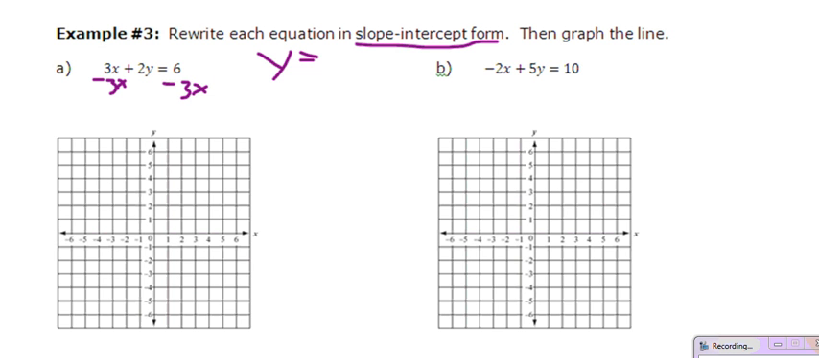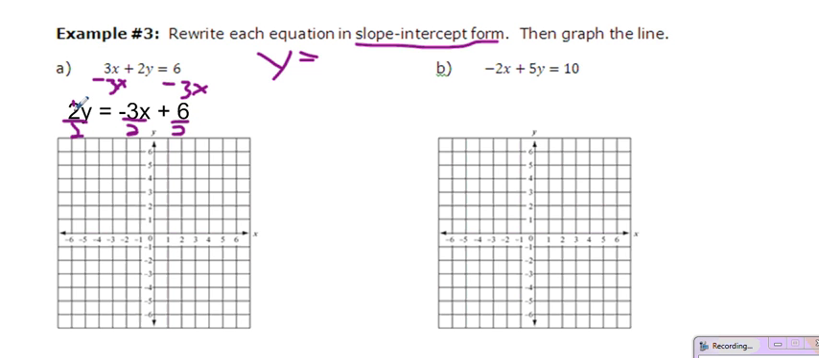So when I do that, I have 2y equals negative 3x plus 6. Now notice I put the negative 3x in front of the 6 because slope-intercept form is mx plus b. The x goes before the constant. Now the y still isn't alone. It has a 2 there. So I need to divide by 2. Now remember, every term gets divided. So not only the y, but the 3x and the 6.